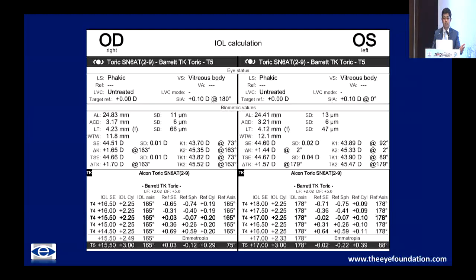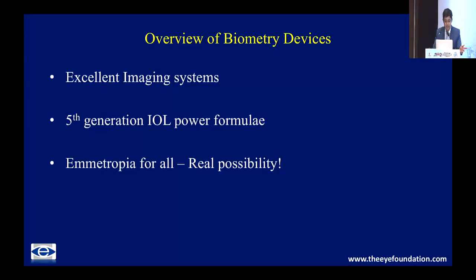However, having the Barrett toric calculator or the Barrett TK toric calculator helps us in ensuring that every patient comes up with a toric calculation and you know whether to use this or not. So with this excellent array of imaging systems that we have today and the 5th generation IOL power formulae, emmetropia for all patients has become a real possibility.